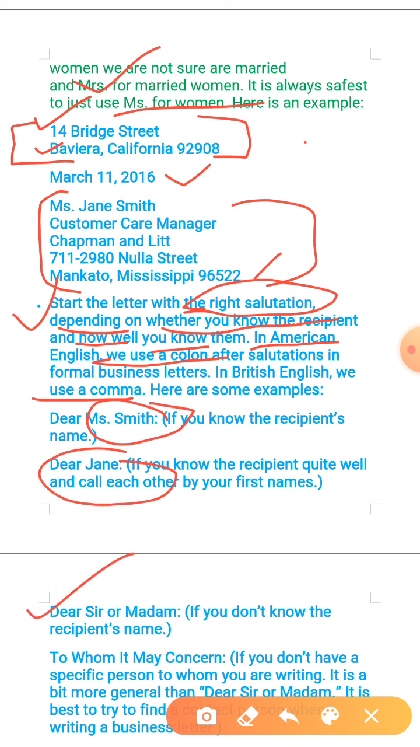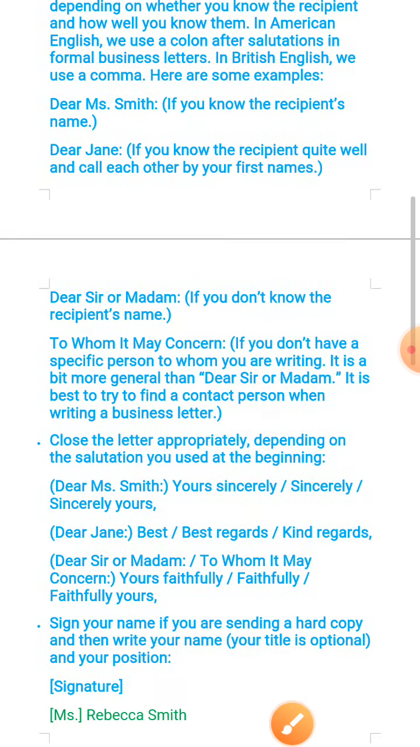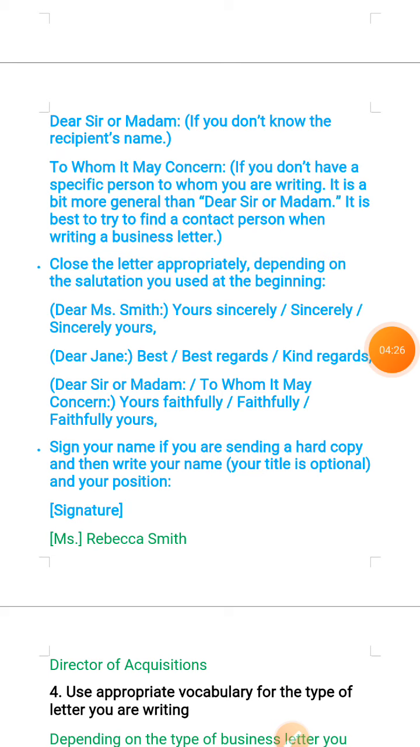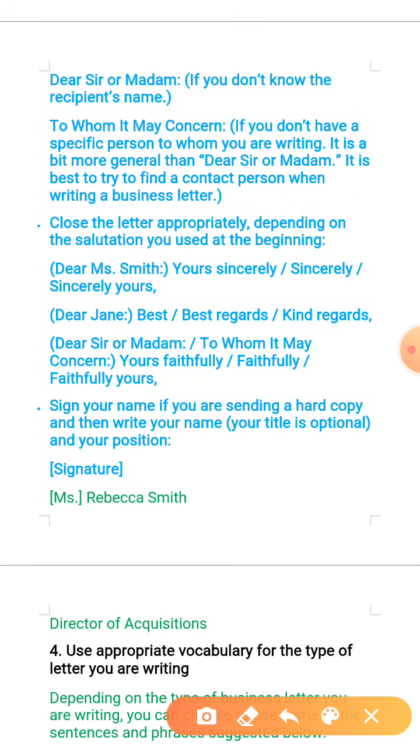Next point, dear sir or madam, if you don't know the recipient's name. To whom it may concern, if you don't have a specific person to whom you are writing, it is a bit more general than dear sir or madam. It is best to try to find a contact person when writing a business letter.